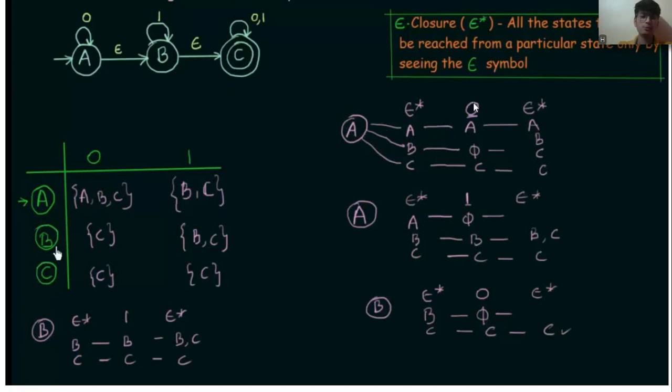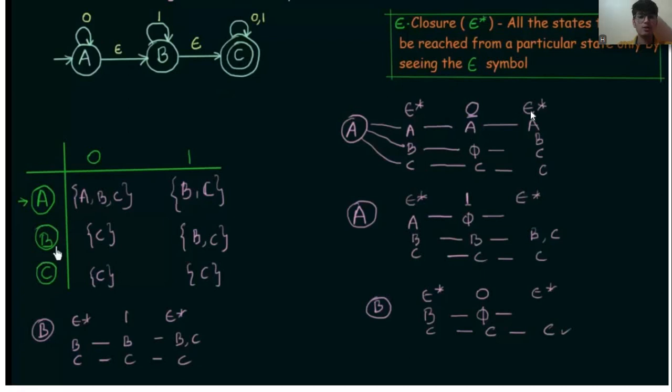Then we will apply input 0 to A. On applying 0, A goes to A, so we will write it down here as A. B, on applying 0, does not go anywhere, so it is written as phi. C, on applying 0, goes to C itself, so we will write it down as C. Then again we are going to apply the epsilon closure to all these three outputs which we got here.